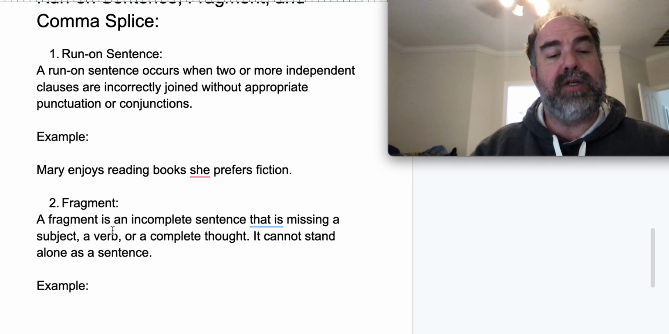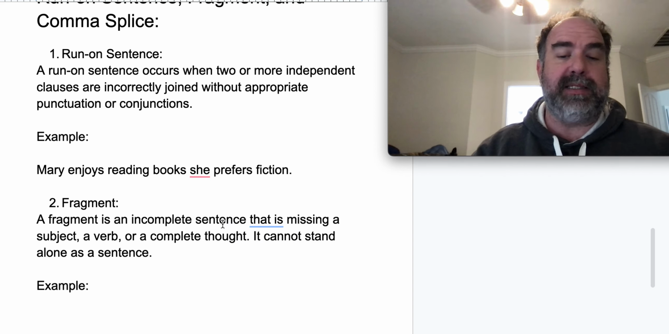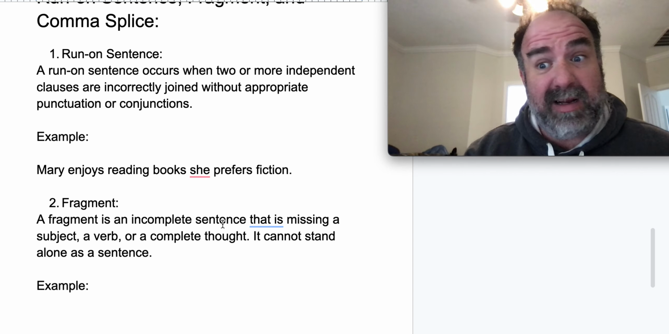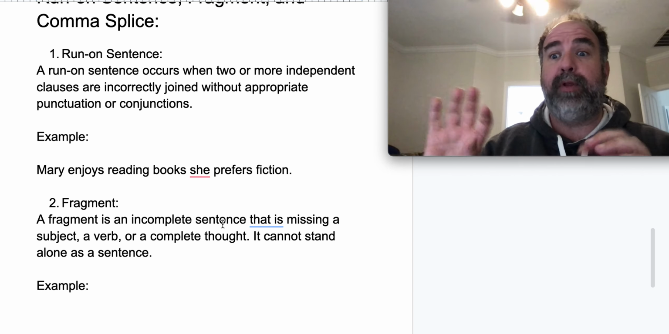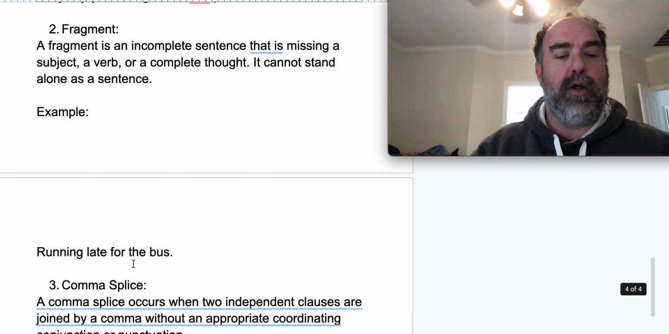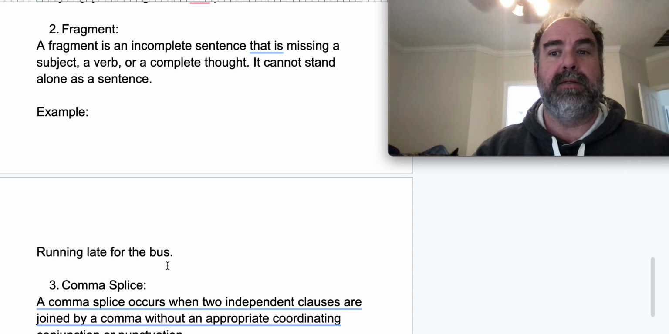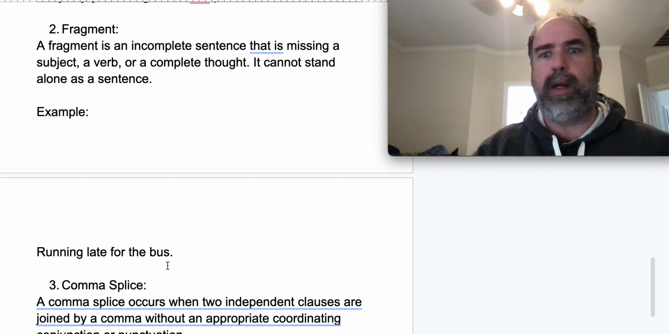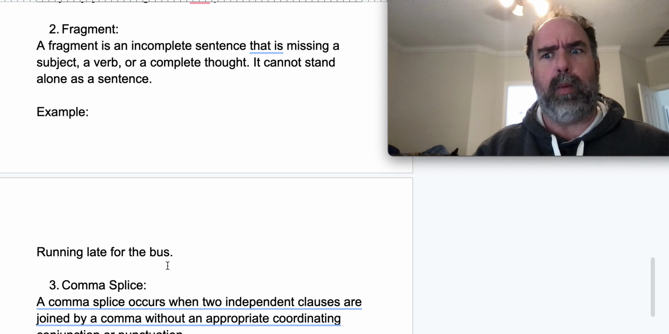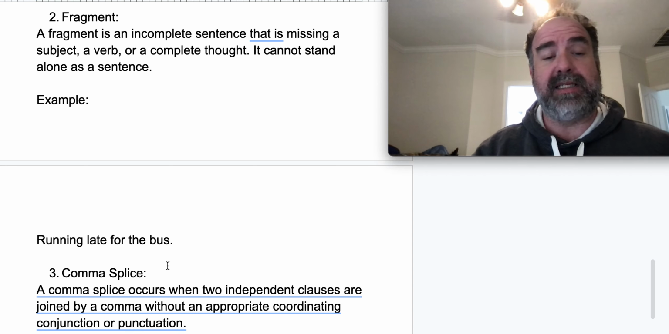Fragments. So a sentence fragment is an incomplete sentence. In my experience, it's usually a dependent clause that's just left floating. You've opened the door, but you've never closed it. So, for example, running late for the bus. Who? What? Where? When? Wait, what? So that's a fragment.